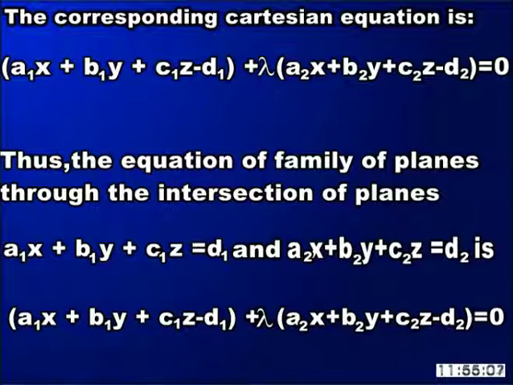Thus, the equation of family of planes through the intersection of planes a1 into x plus b1 into y plus c1 into z is equal to d1 and a2 into x plus b2 into y plus c2 into z is equal to d2 is given by a1 into x plus b1 into y plus c1 into z minus d1 plus lambda into a2 into x plus b2 into y plus c2 into z minus d2 is equal to 0.